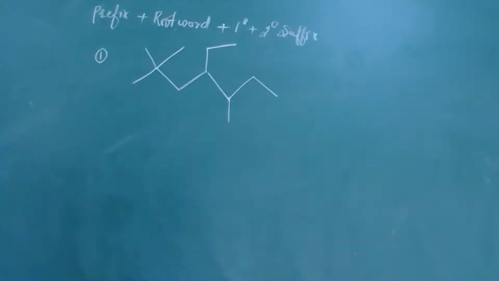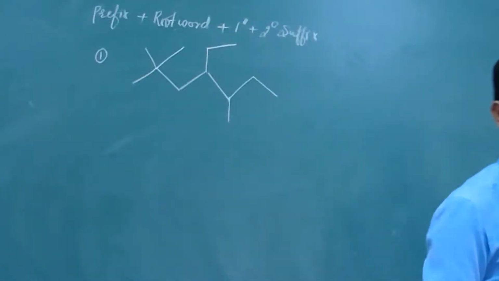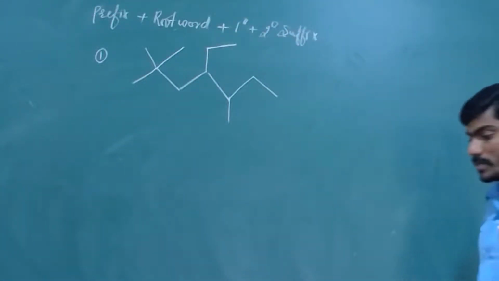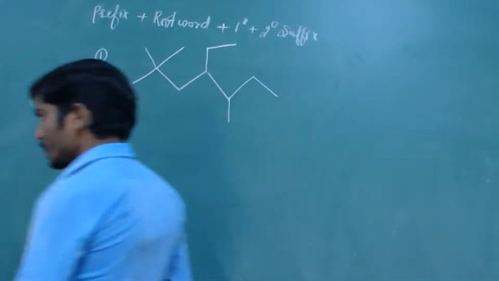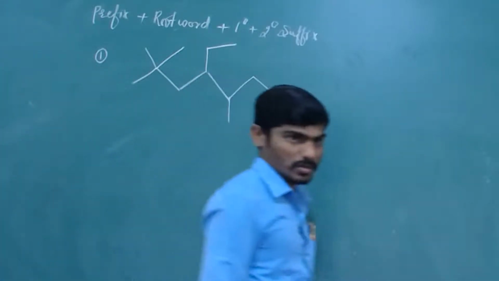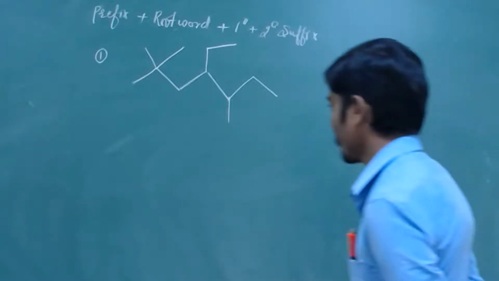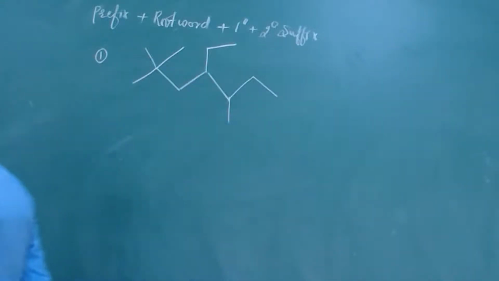First rule: select the parent chain. Select the longest chain, which contains the maximum continuous carbon-carbon chain. Second step, assign the numbering. After selecting the parent chain and assigning the numbers, it is easy to assign the name. Select the parent chain, assign the number. What is the name?